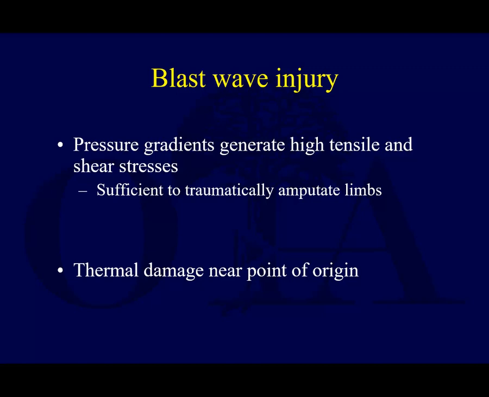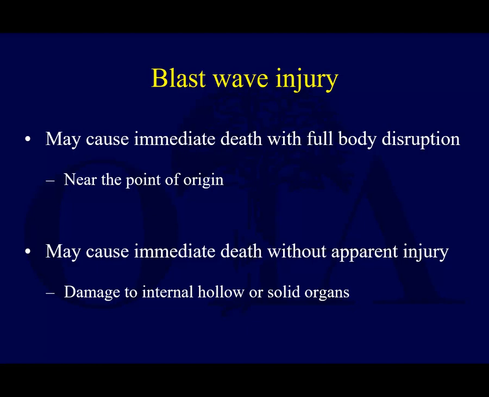So with the blast wave injury, there are pressure gradients that generate high tensile and shear stresses that are sufficient to traumatically amputate limbs from the blast wave itself. And then, of course, there can be thermal damage near the point of origin of the actual detonation. Blast wave injury can cause immediate death with full body disruption near the point of origin and immediate death without apparent injury, just due to damage to internal hollow or solid organs. And the blast wave essentially propagates as stress, shock, and shear waves.